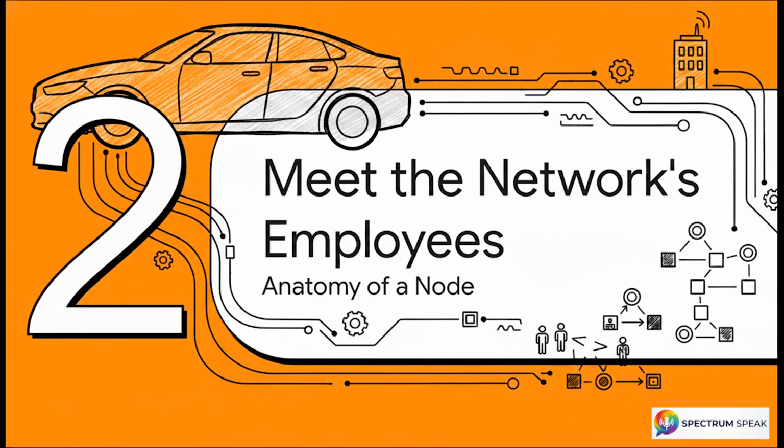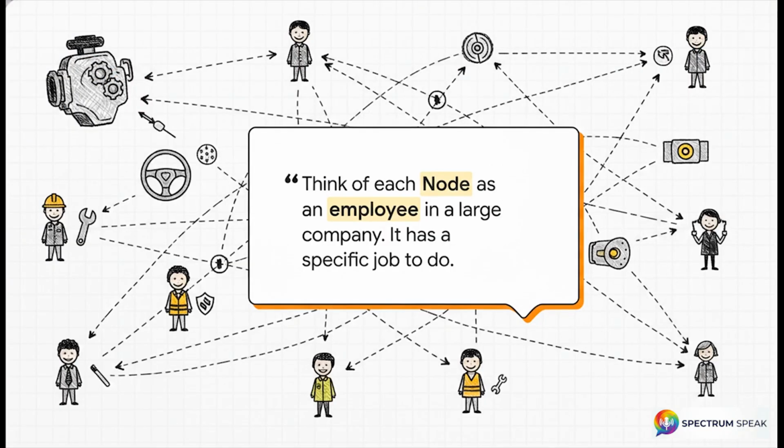And to make this really stick, we're going to use a simple analogy for the rest of this explainer. Just imagine the car's entire communication system is one big company. So, in this analogy, every single node is an employee. Each one has a very specific job. The engine controller, that's your chief engineer. The airbag controller is the head of safety. The radio is the office DJ.